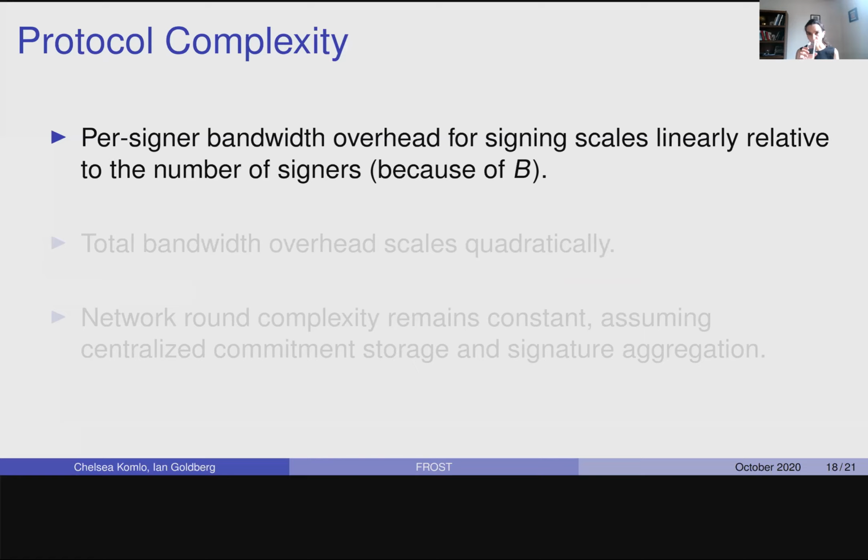Okay, so we saw how Frost holds up against this kind of very specific attack in the literature. Let's talk about the protocol complexity.